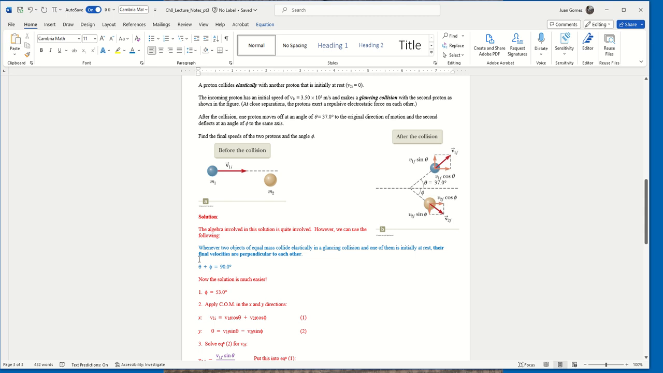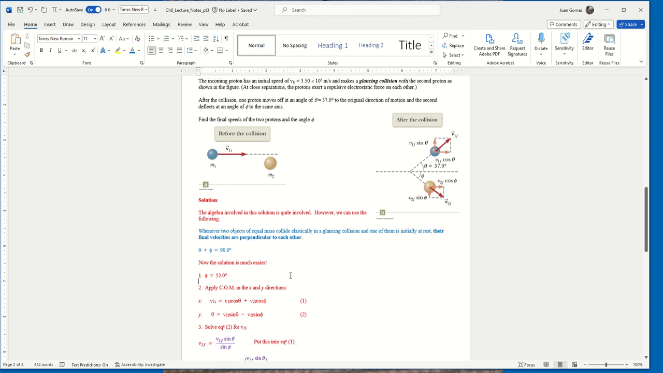I know that for this particular problem the angle phi is 53 degrees because there are two objects of equal mass, it's a glancing elastic collision, and the second object is initially at rest. So I know that v1 final and v2 final will be perpendicular. The angle between them will be 90, so theta plus phi equals 90.